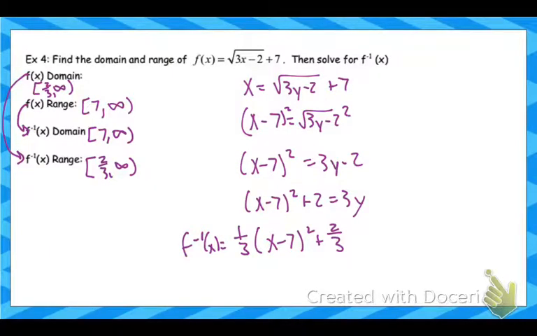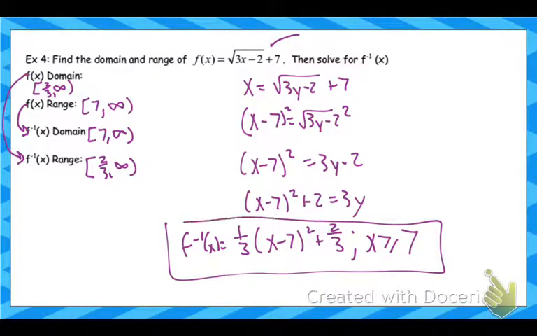But again, that's a quadratic. The original has this shape, a quadratic has this shape. It's not the whole quadratic. We have to restrict the domain. That domain restriction is the same as the original function's range, which is, in this case, x is greater than or equal to 7. We have to include that as part of our solution.